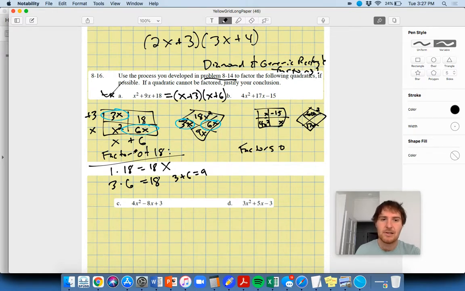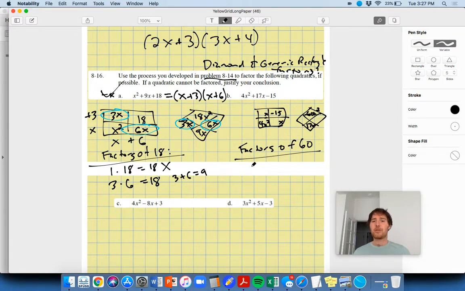Factors of 60. We could do 60 times 1. That's not good, that's not 17. We can do 30 times 2. That's not good there either, there's nothing to do with 17. What about 20 times 3?